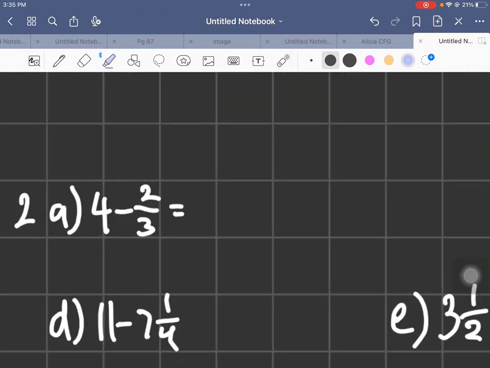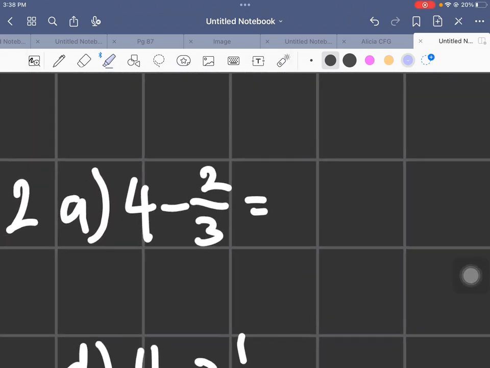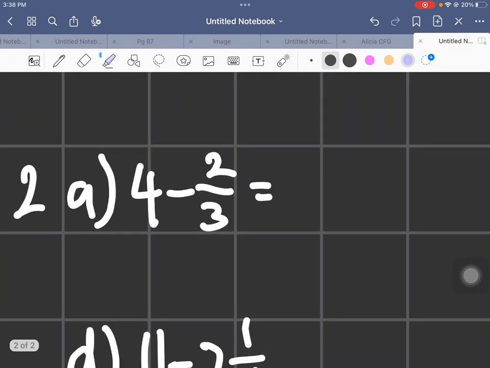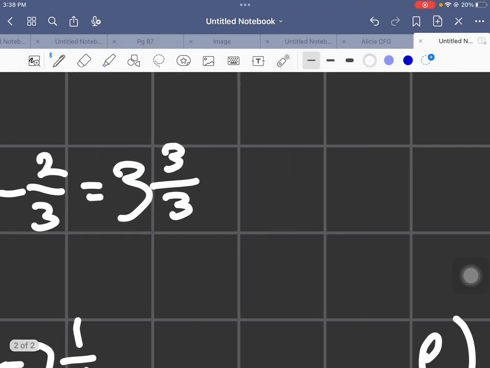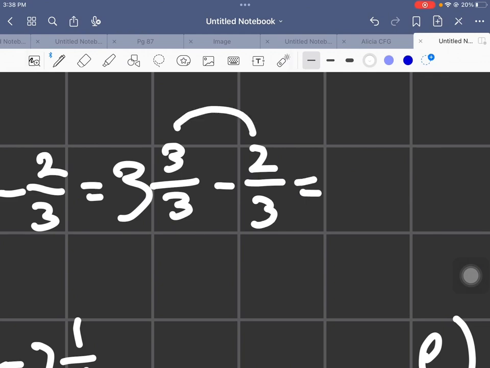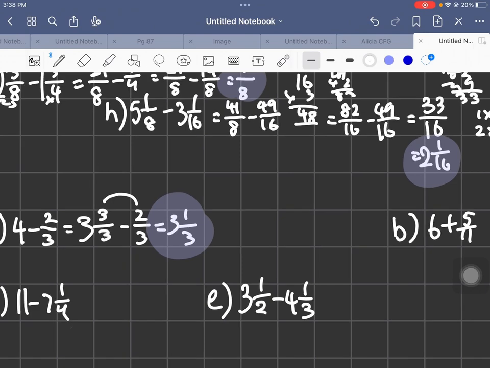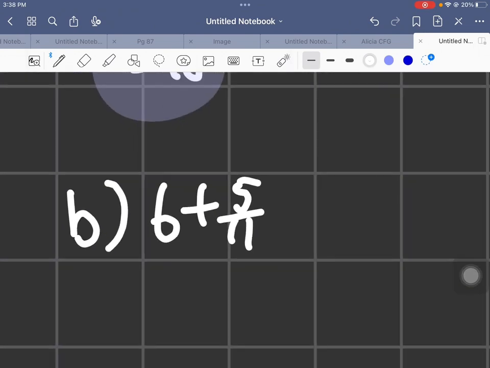Moving on to question 2. At A here, we have 4 minus 2 over 3. We need to convert the 4 to a mixed number in order to subtract. So we will get 3 and 3 over 3 minus 2 over 3. 3 minus 2 equals 1. The denominator remains the same as well. So 3 and 1 over 3 is the answer for A. Moving on, B.